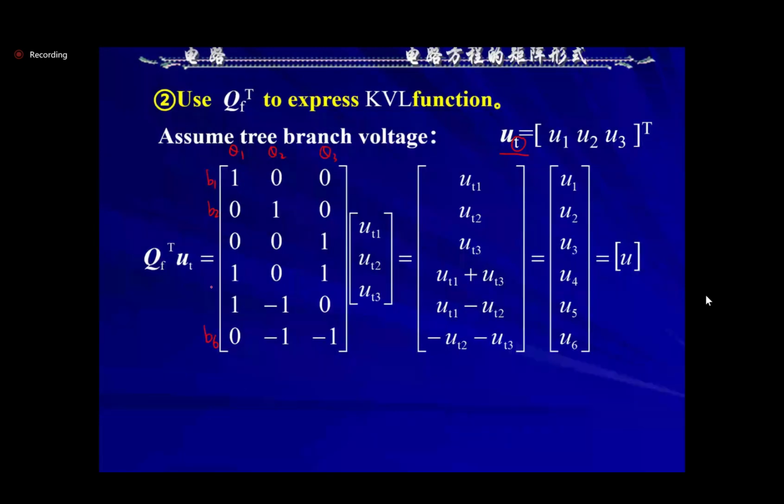For this part, this is B4, B5, B6. This will be UT1 plus UT3, UT1 minus UT2, and minus UT2 minus UT3. For these three expressions, they are equal to U4, U5, U6. Why will it be like this?